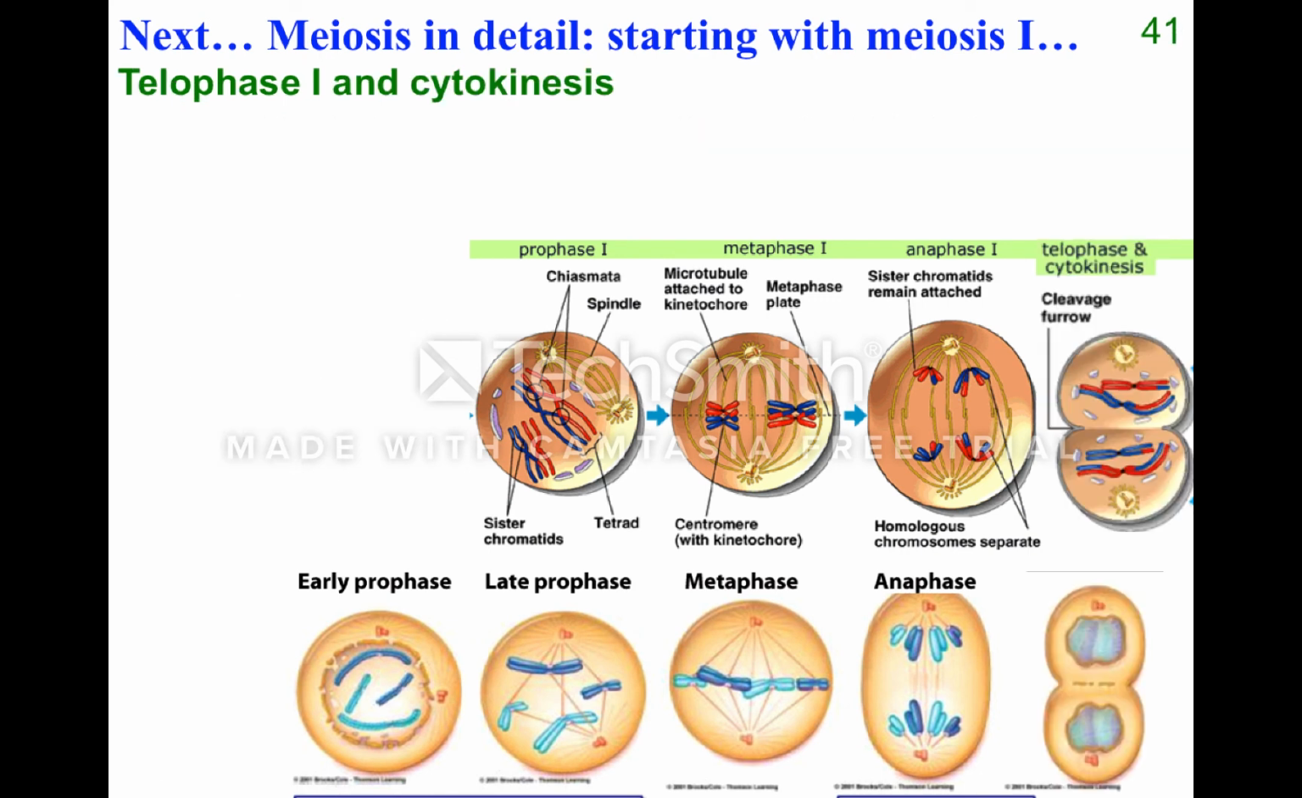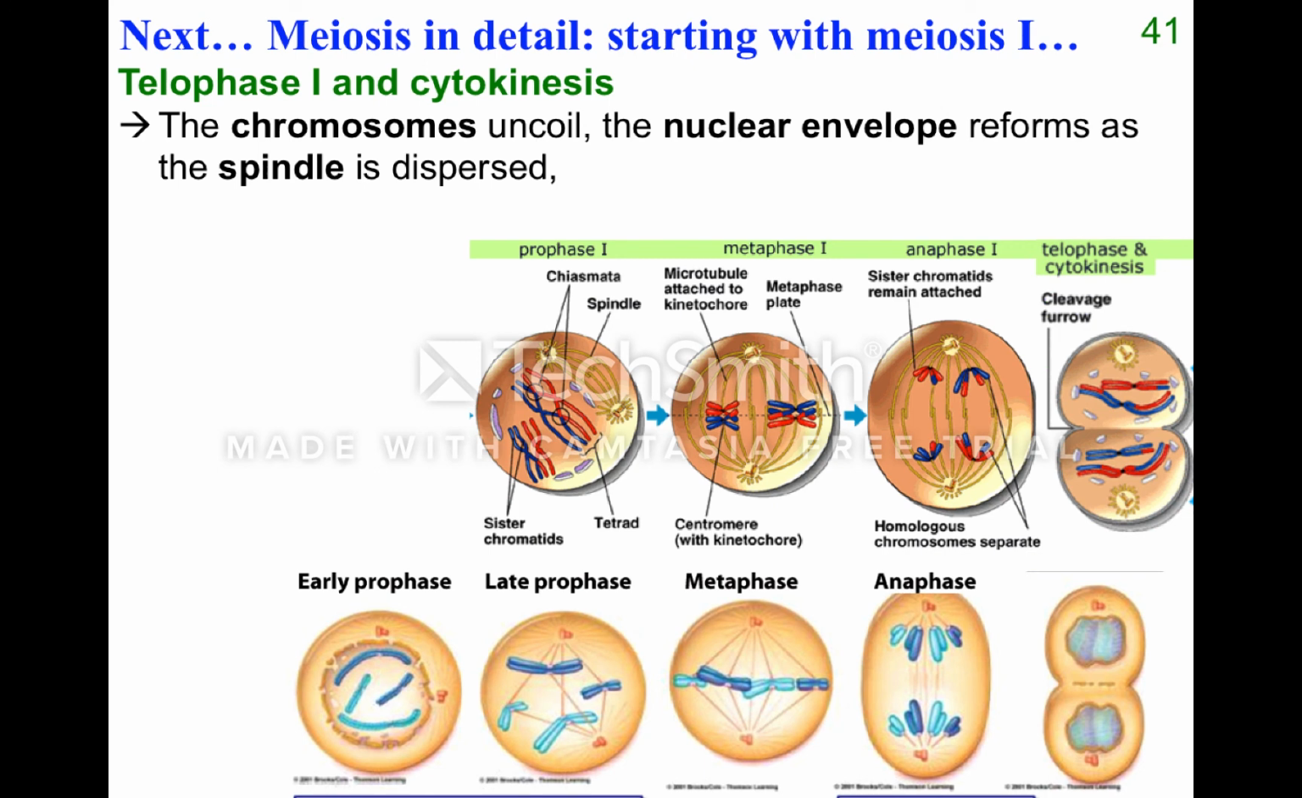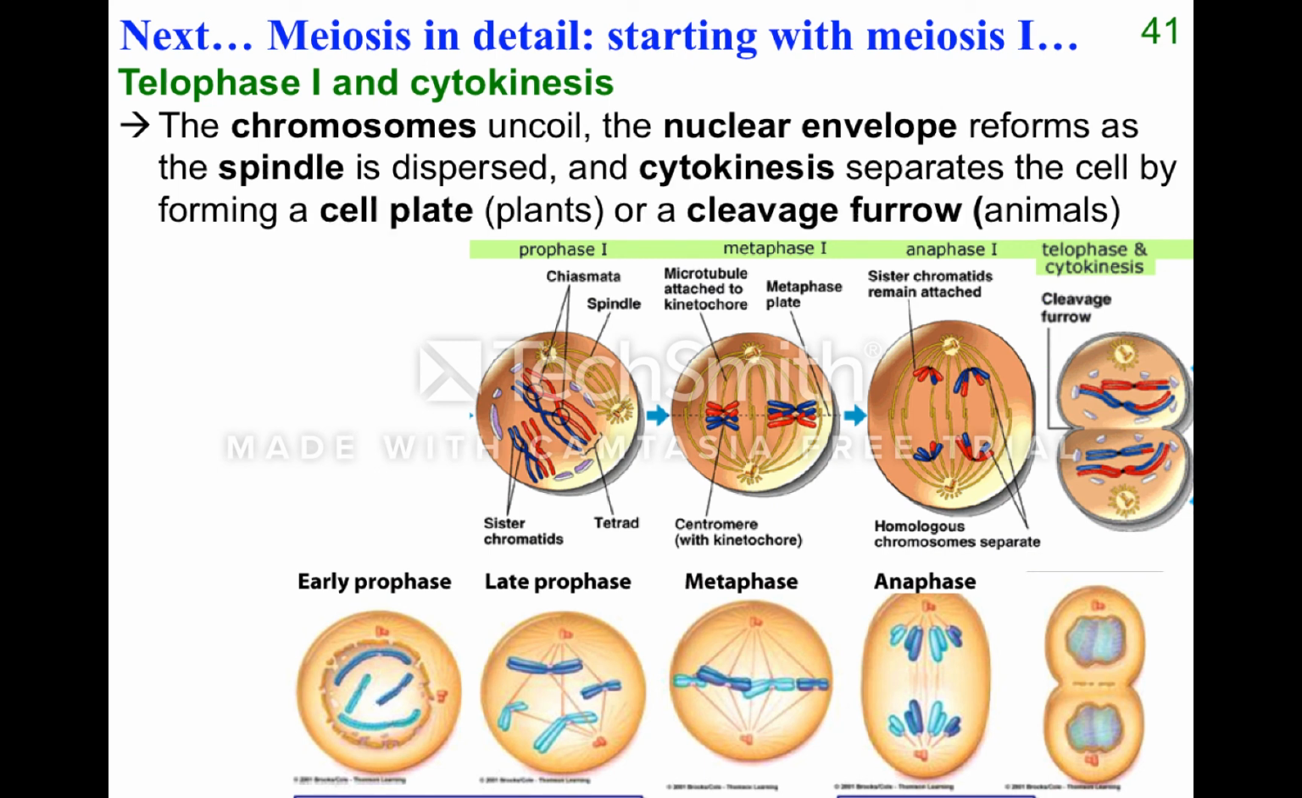Telophase and cytokinesis are pretty much the same. The chromosomes will uncoil, the nuclear envelope reforms, the spindle is dispersed, and then cytokinesis separates the parent cell into two separate cells. So all of that's the same as mitosis.